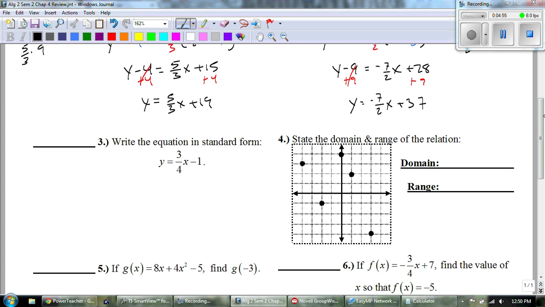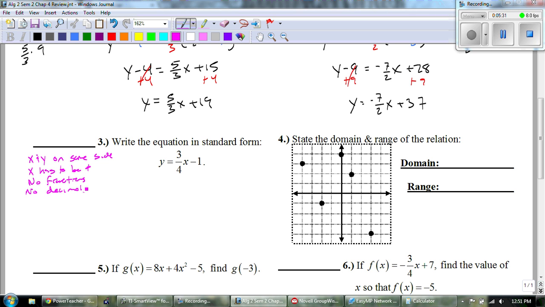So 3 is saying write the equation in standard form. So when we're writing something in standard form, we had a couple of rules, okay? X and Y had to be on the same side. X could not be negative, or we'll just say X has to be positive. Okay, no fractions, no decimals.